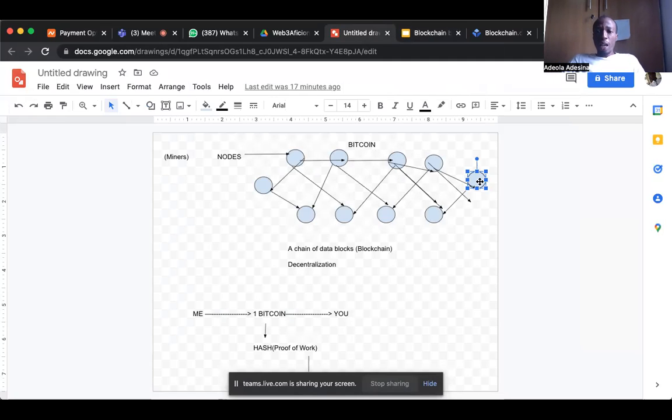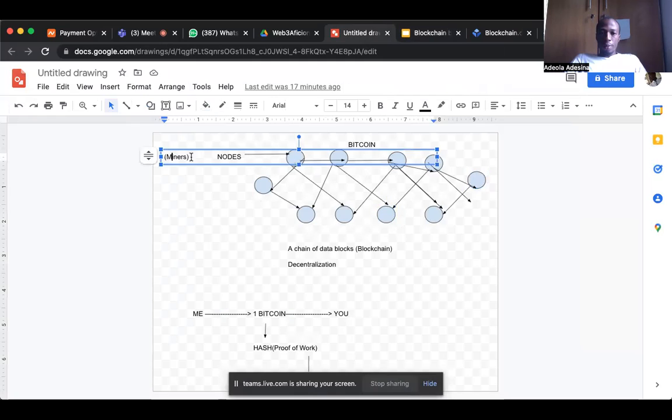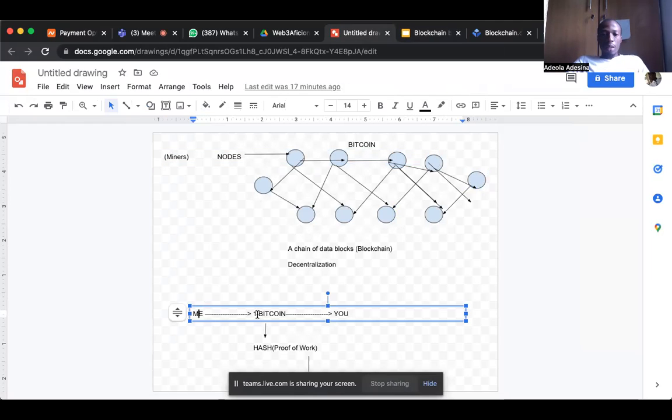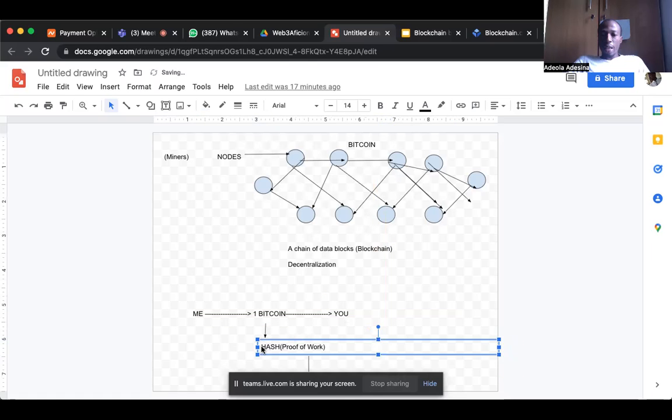I've explained that these nodes have certain human beings sitting inside of them, and those human beings are called miners, right? So if I want to send Bitcoin to you watching me, right? If I want to send Bitcoin to you, so here is me. I'm sending one Bitcoin worth about $20,000 to you, sitting down somewhere, wherever you are. The Bitcoin miner that sits down in this node is looking for something called the hash. Now, you don't need to understand this hash, right?